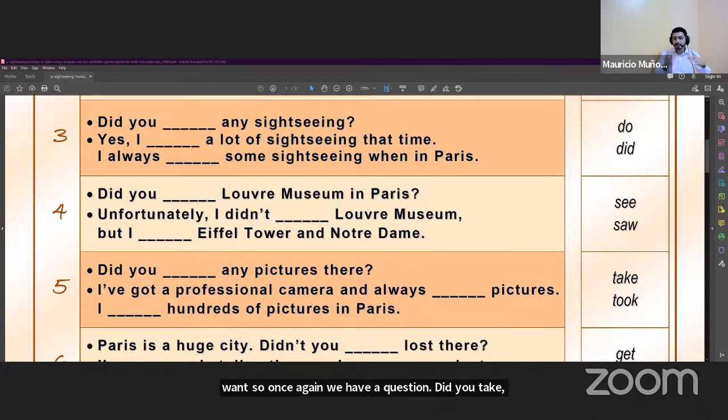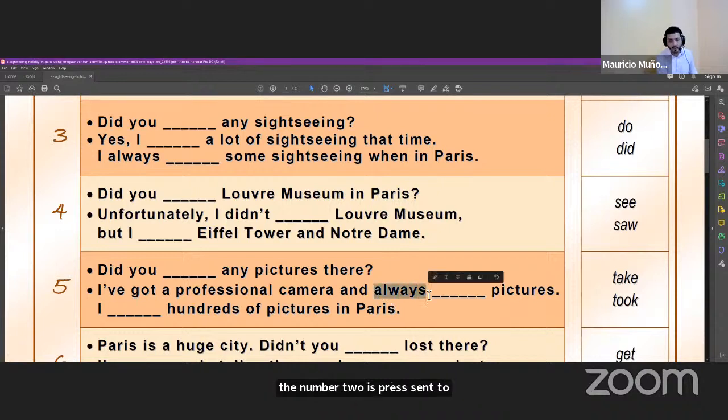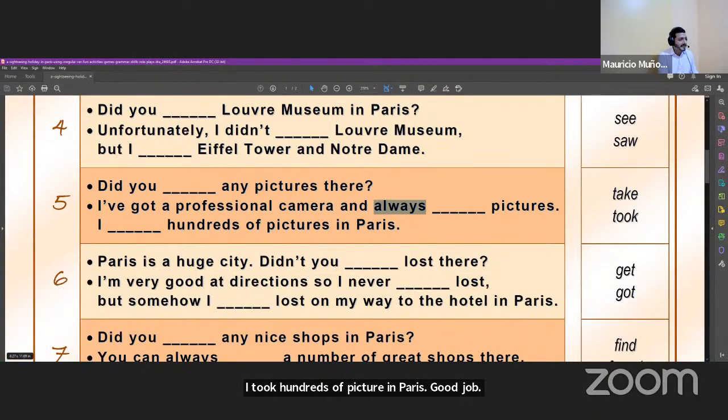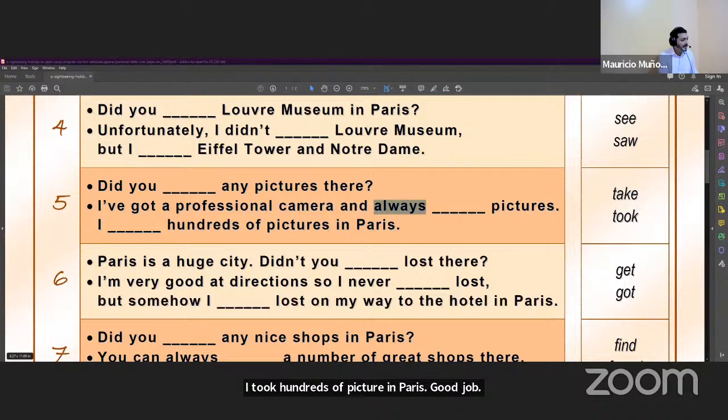And the number 2 is present. Correct. It's present because of the word always. I've got a professional camera and I always take pictures. And the number 5, well, it's considered past. I took hundreds of pictures in Paris. Good job. Let's move on. Number 6. Okay, let me see. Mr. Diana, okay.